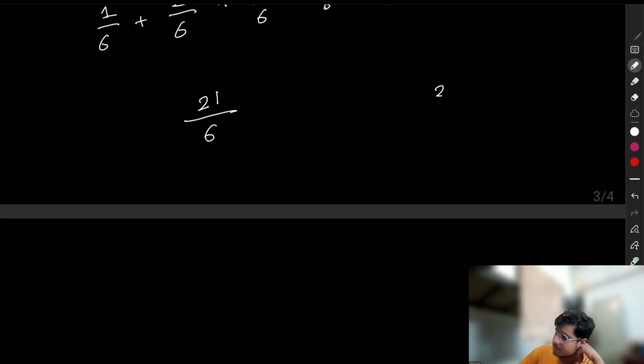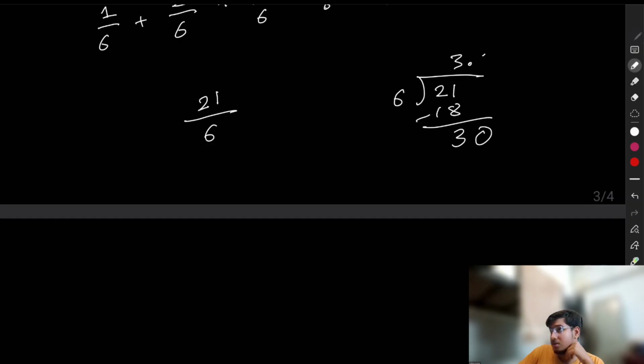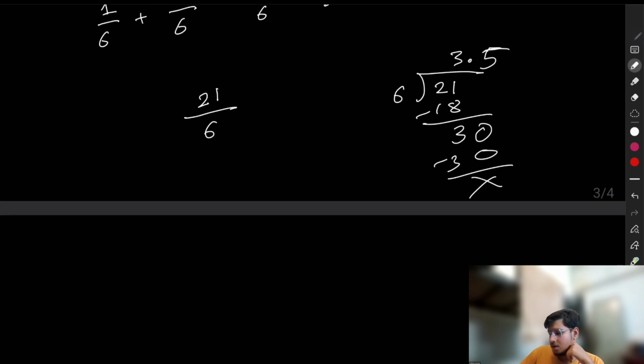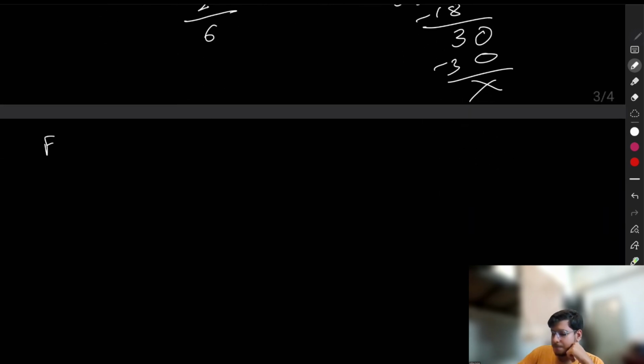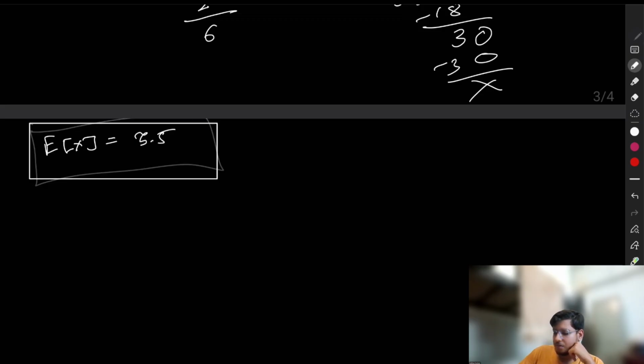So let's divide it. 21 upon 6. It will go 3 times, 18. 3.0. 6 fives are 30. 35 minus 30 is equal to 0. So what is the expectation? E of x is 3.5. This is our answer, or you can write solution.